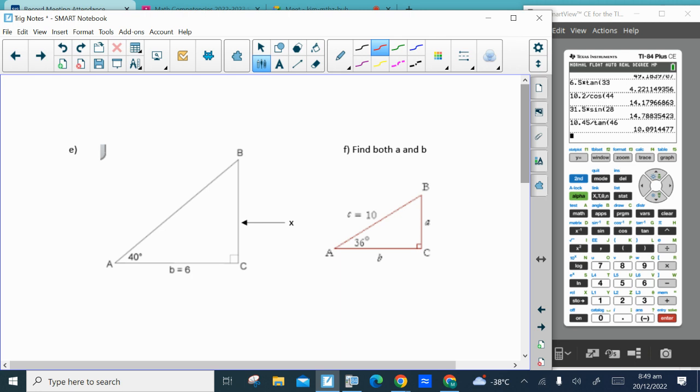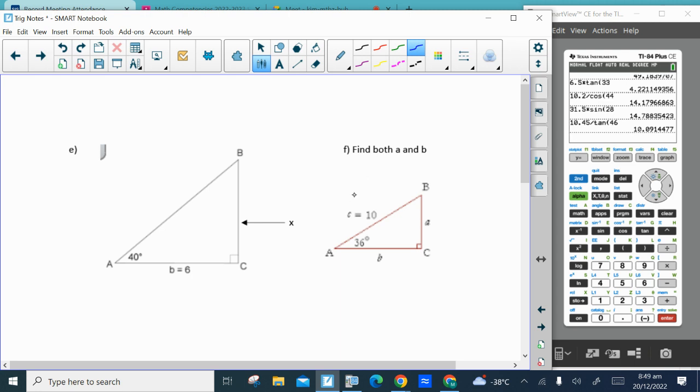So let's skip to F, where you want to find two missing sides. It doesn't matter which side we start with, okay? It doesn't. You can either find out what A is and then find B, or you can find B first and find A. So for no reason, let's just say we're going to find A first.